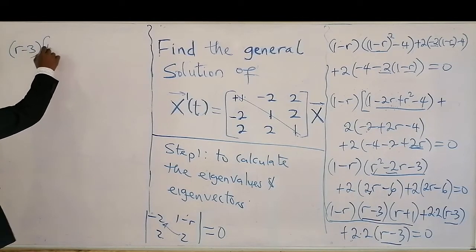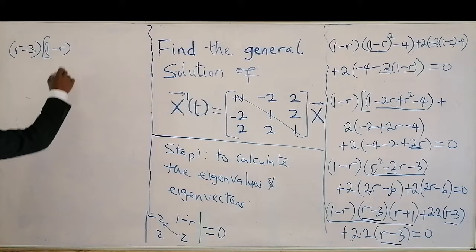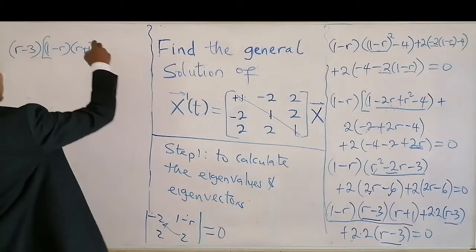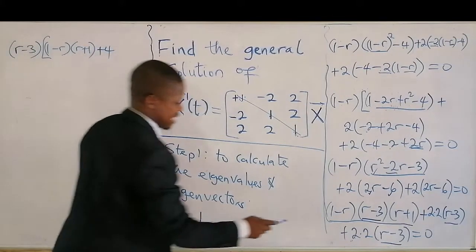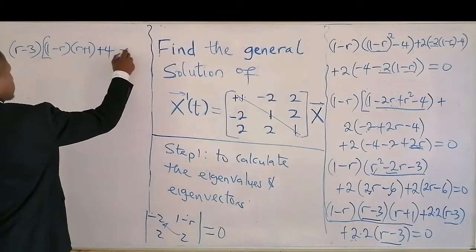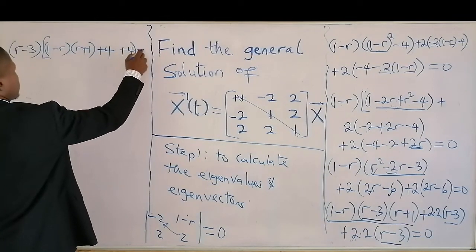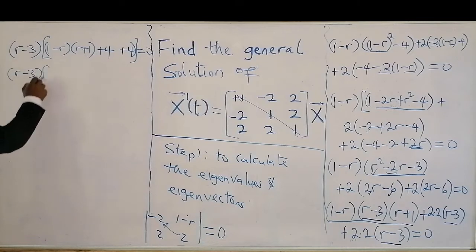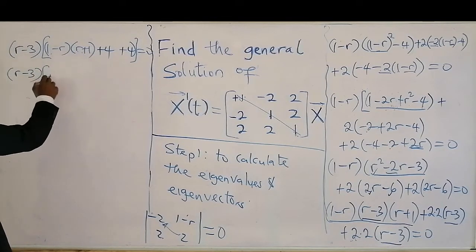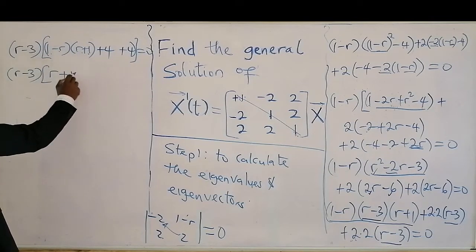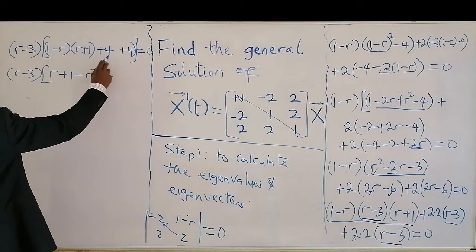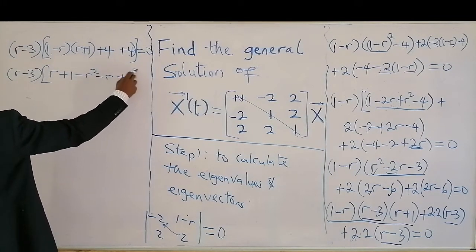And that will remain (1 − r)(r + 1). Then the second part will be 4, and the third part will be 4 also, equal to 0. Then we can expand this. 1 times r, that's this. 1 times 1, that's plus 1. Minus r times r, that's minus r squared. Minus r times 1, that's minus r. Plus 4, that's plus 8.